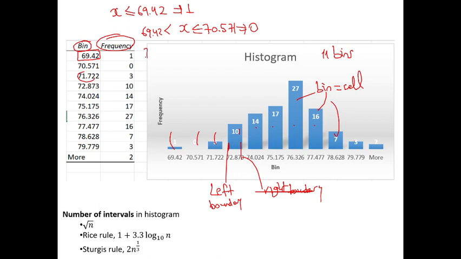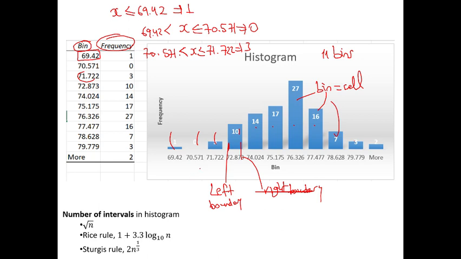So it says that x greater than 70.571 and less than or equal to 71.722, we have three values. We have three values that are greater than this one and smaller than or equal to this one. This is the way Excel counts it and then plots it.